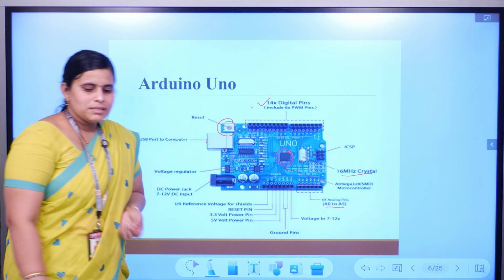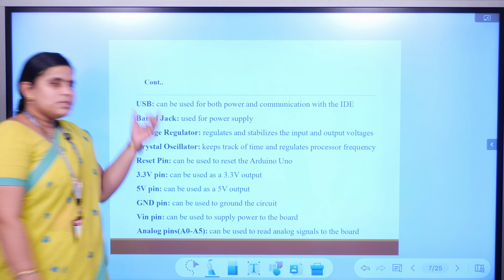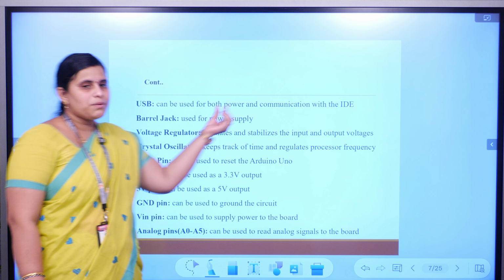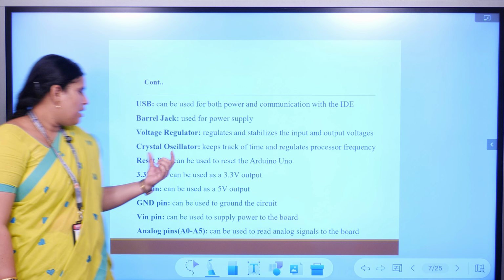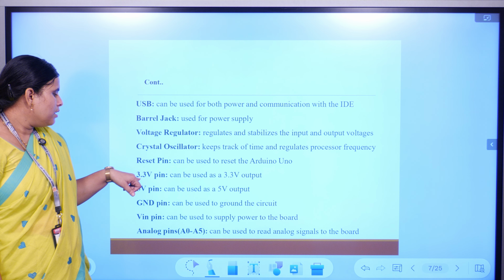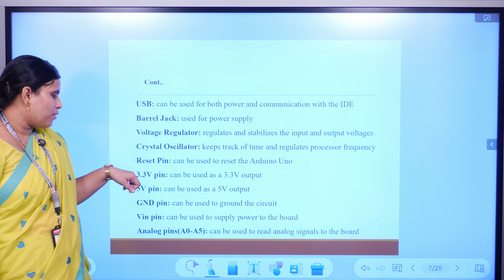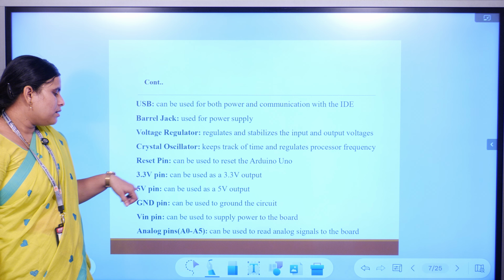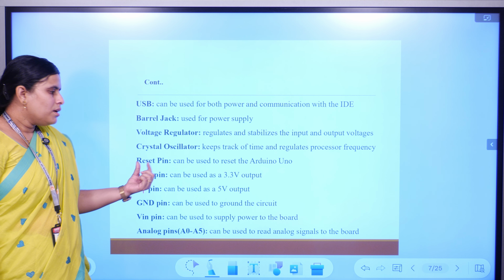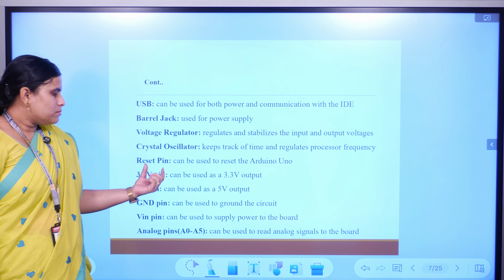Okay, next, coming to the next slide. This is the pin description which we have already discussed: the USB, which can be used for both power and communication with the IDE, the barrel jack used for the power supply, the voltage regulator which regulates the voltage, the crystal oscillator which regulates the frequency, and the reset pin to reset the Arduino Uno. Here we have 2 output pins, the 3.3 volt pin and the 5 volt pin. The 3.3 volt pin output is regulated by the voltage regulator, and the 5 volt pin output is from the USB port.